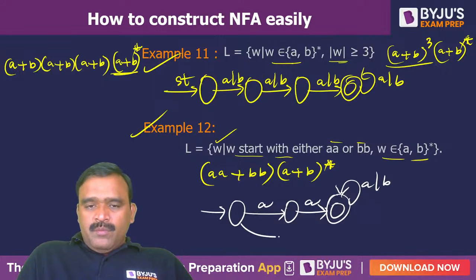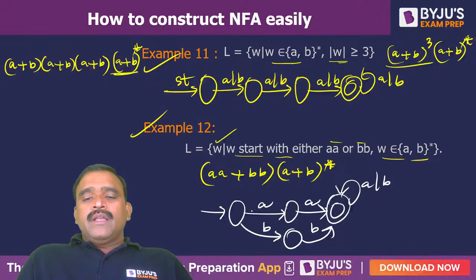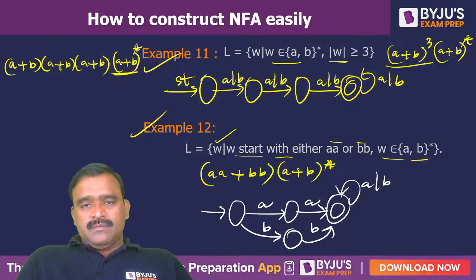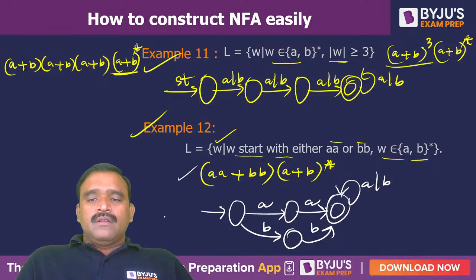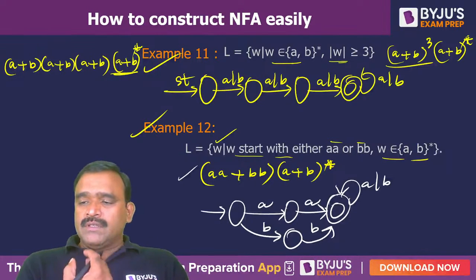Then if we start with BB, for example, then there is an alternative path, because if only B is given, AB or BA also will be accepted. That's why an alternative path is provided. AA followed by (A plus B) whole star, or BB followed by (A plus B) whole star. This is the non-deterministic finite automata for the given language.